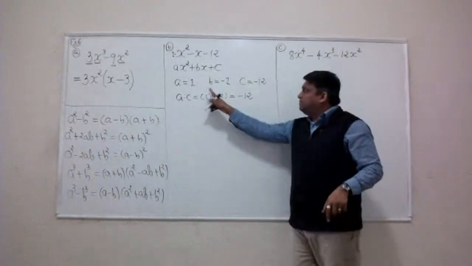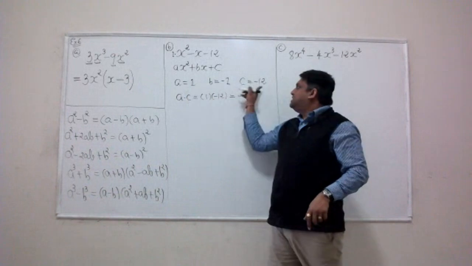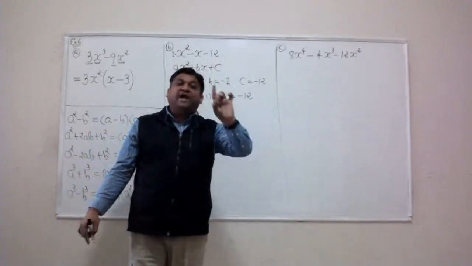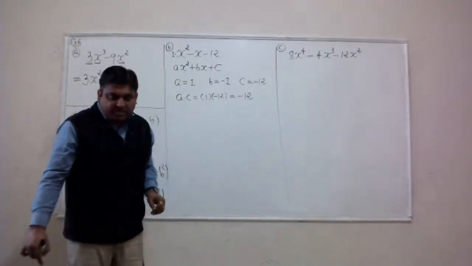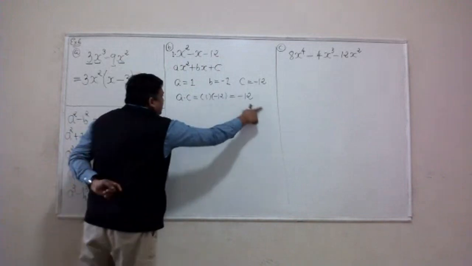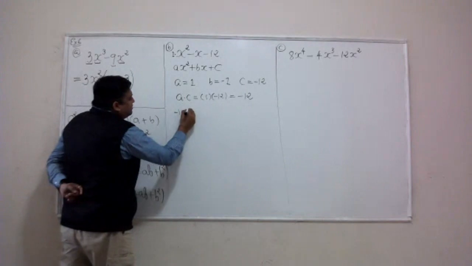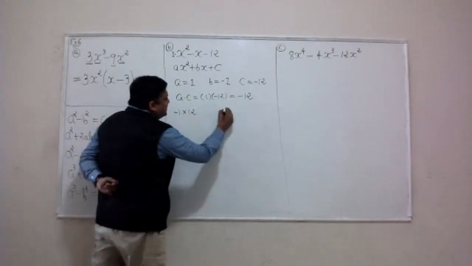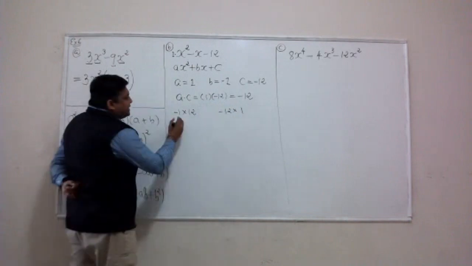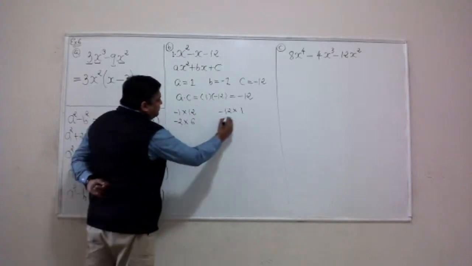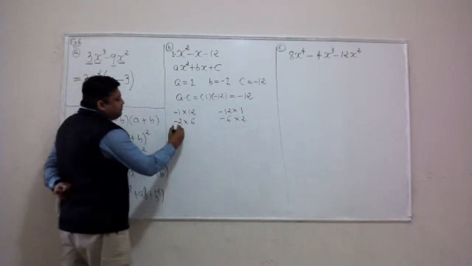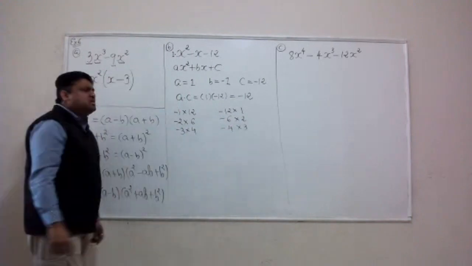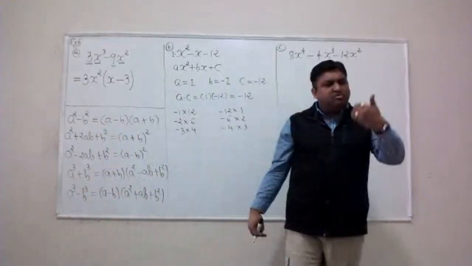I got the product of the leading coefficient and the constant term. It's negative 12. Second step, the most important one. Find all factors of negative 12. Let me write down all the factors of negative 12 carefully. If you multiply negative 1 by 12, you get negative 12. One of the factors needs to be negative in order to get a negative outcome, right? If you multiply negative 12 with 1, you get negative 12. If you multiply negative 2 with 6, you get negative 12. Or negative 6 with 2, you get negative 12. If you multiply negative 3 with 4, you get negative 12. Or negative 4 with 3, you get negative 12.